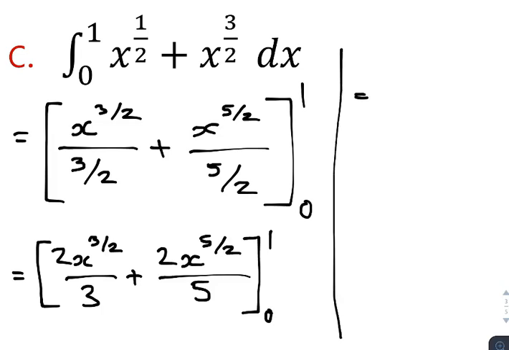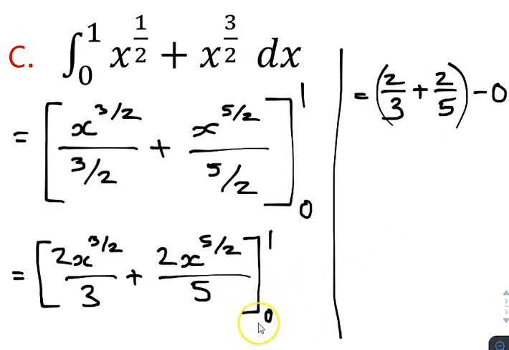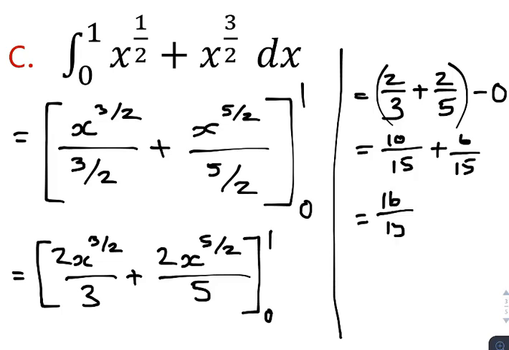Substituting in 1 and 0, we get 2/3, as 1 to the power of anything is just going to give us 1. So 2/3 plus 2/5, in a bracket, minus 0. 0 to the power of anything is 0. So when we substitute in this lower limit, this entire thing goes to 0. So that's quite nice for us. We're going to simplify that just a step further. So we'll go common denominator of 15, and then add it together to get 16 on 15 as our area.